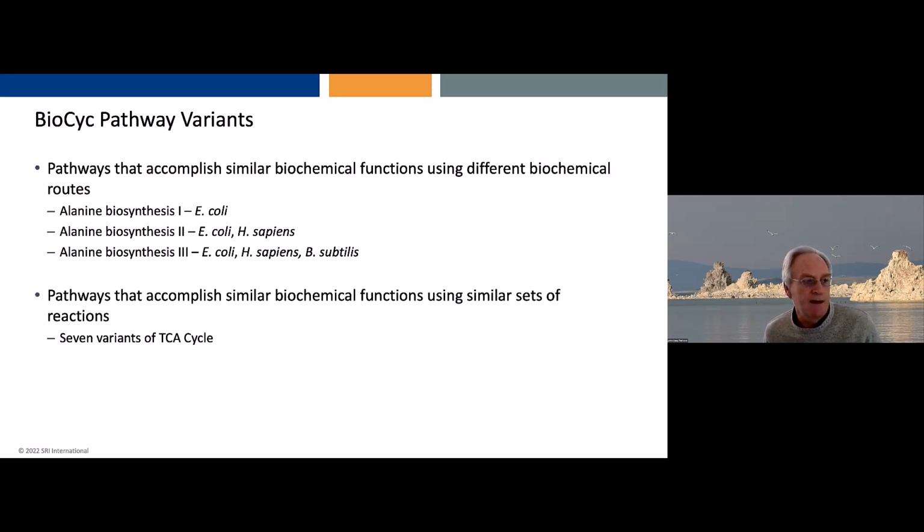So for example, we have 3 different variants of alanine biosynthesis. All 3 are actually found in E. coli, but one of them is not found in humans or B. subtilis. So the organismal distribution of these pathways does vary. And we have 7 different variants of the TCA cycle, all of which have similar but not identical sets of reactions within them.